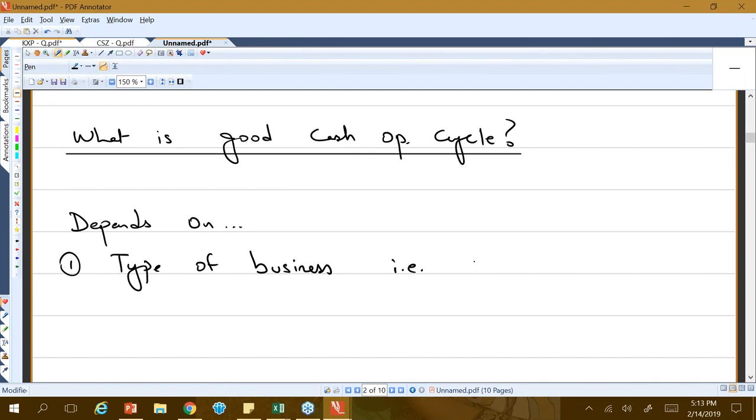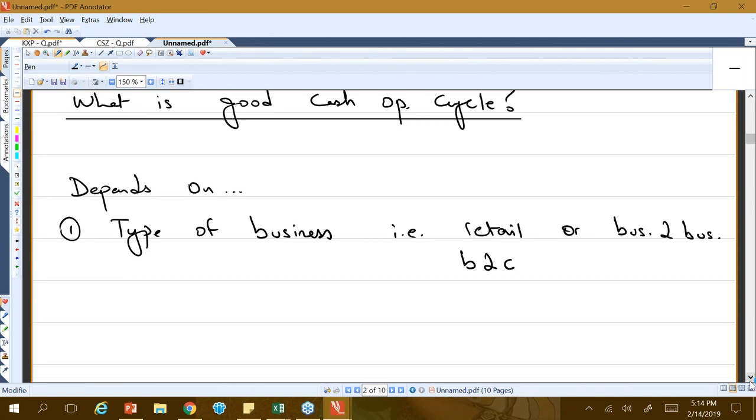Are you a retail business or business to business, B2B? So are you B2C, business to consumer, or are you business to business, the B2B? Because this will determine your cash operating cycle, because retail businesses are usually in cash and business to business transactions are on credit.